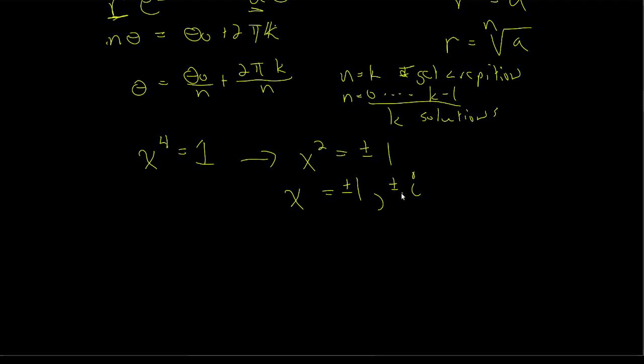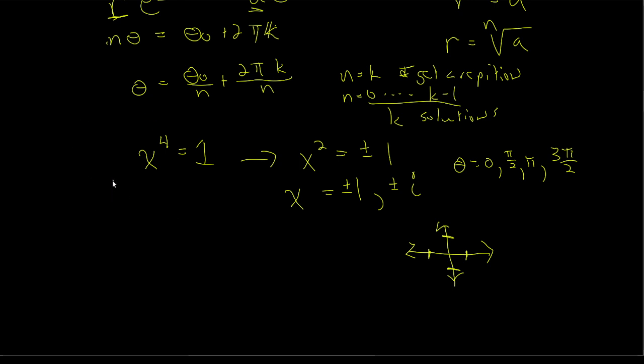And here the 4 solutions come out. If I look at these on my polar graph, there's 1, there's i, there's negative 1, there's negative i. And so theta should be the collection of 0, pi over 2, pi, and 3 pi over 2. Well, let's do this using the polar description of these.